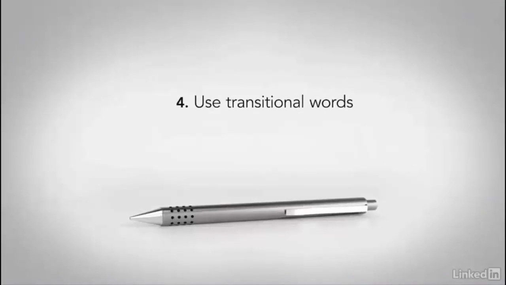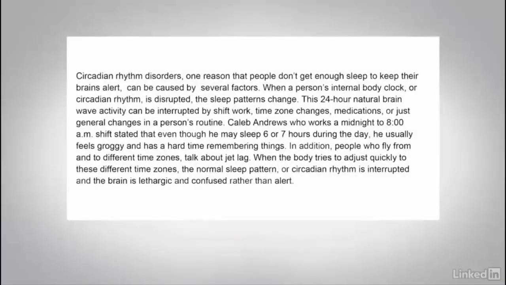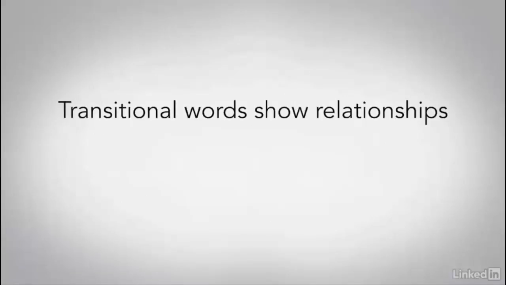Transitional words are yet another way to tie together ideas for the reader. This example uses 5 transitional words or phrases: or, even though, in addition, and rather than are used to show the reader how the ideas connect. Transitional words must be chosen carefully because different transitional words show different relationships.